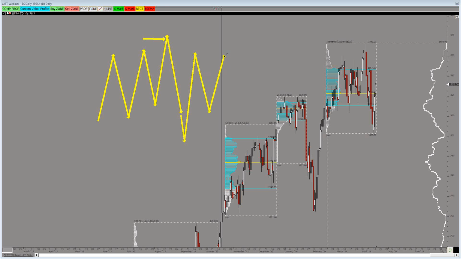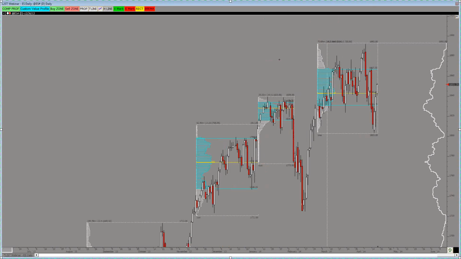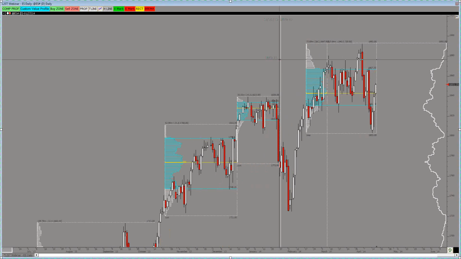Now, there are auction market theory traders out there who say, well, Fibonacci has nothing to do with auction market theory. Moving averages, nothing to do with auction market theory, whatever. They'll sit there and say these indicators don't work. Nothing to do with auction market theory. Let's just focus on the profile. Well, I've been trading markets ahead of auction market theory profiling, right?